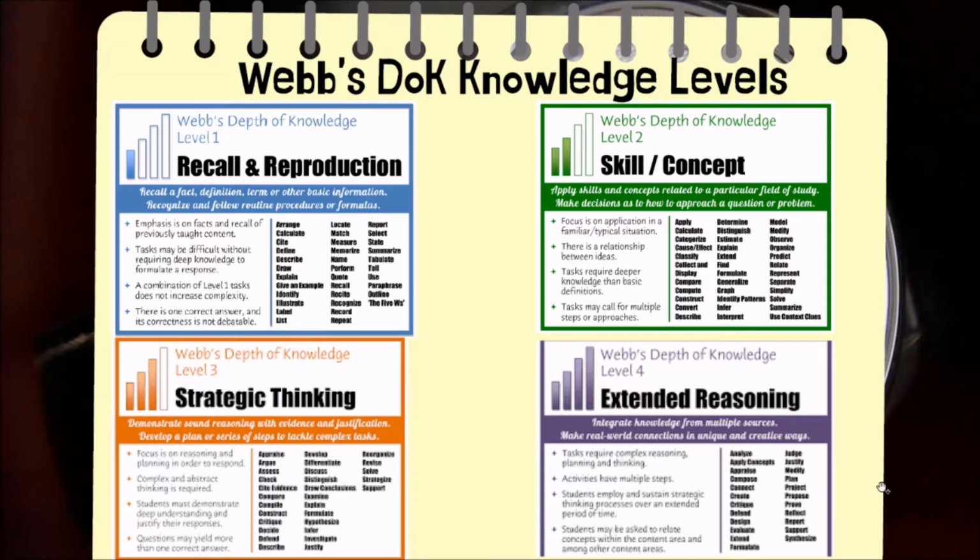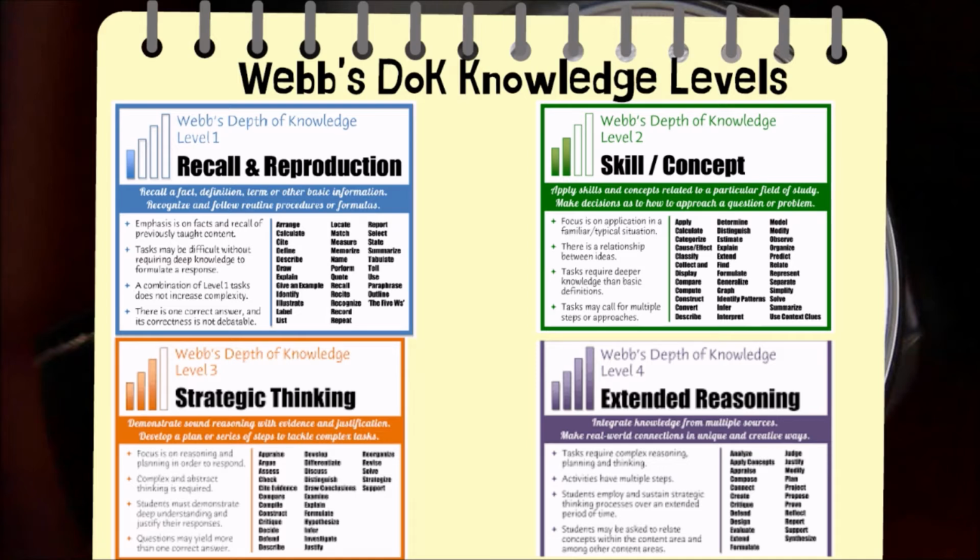Now, this is just a breakdown of each level once again. Remember, level 1, recall and production. Level 2, skill and concept. Level 3, strategic thinking. And level 4, extending reasoning. When you're developing your lessons and your learning activities, you need to decide which depth of knowledge would be best to extend the thinking and the rigor for the students.